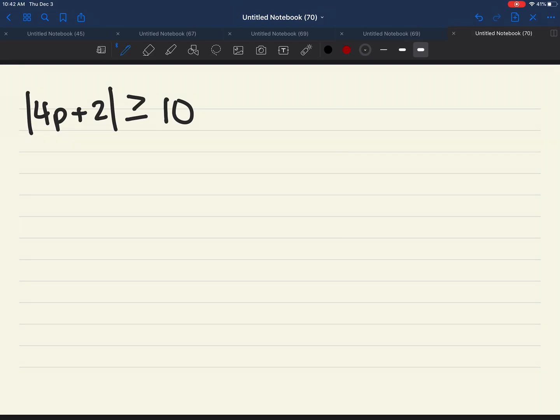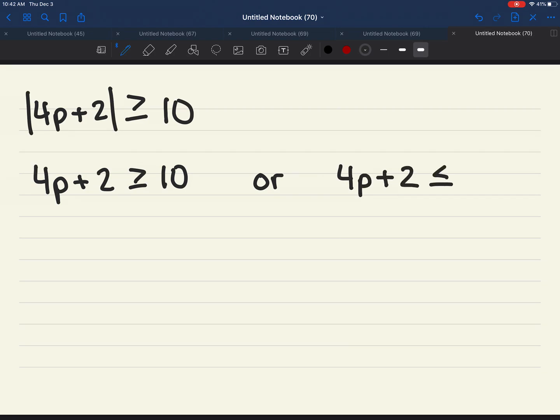You want to tell me the two? Okay. It's an or. It is an or statement. Do you want to tell me my two equations or inequalities? 4p plus 2 is greater than or equal to 10. And then 4p plus 2 is less than or equal to negative 10. There we go, -10.